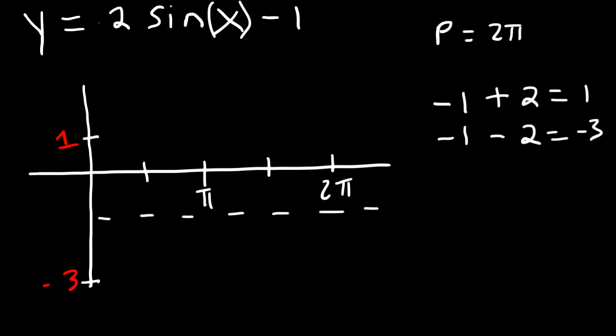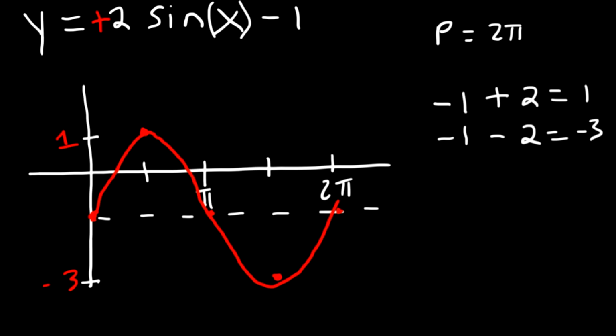Now let's plot the points. So once again, we have positive sine. It's going to start at the center. Then at pi over 2, it's going to go up to 1. And at pi, it's going to be back to the midline, which is at negative 1. And at 3 pi over 2, it's going to be down at negative 3. And at 2 pi, it's back to the middle. So that's one full cycle.